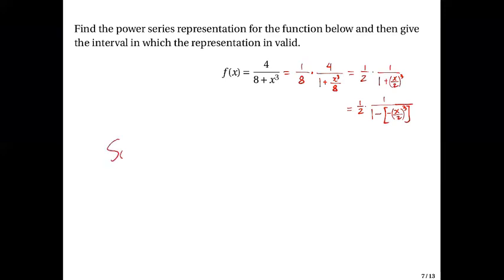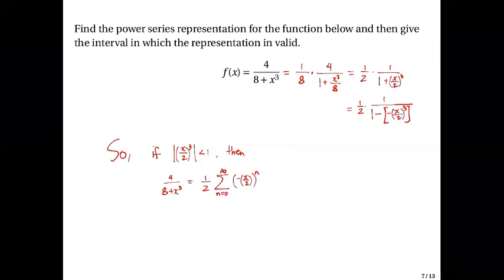Therefore, if the absolute value of x over 2 raised to 3 is less than 1, then we have 4 over 8 plus x cubed equal to 1/2 sum of negative quantity x over 2 raised to n, running from 0 to plus infinity. Sorry, I forgot the 3 in here.